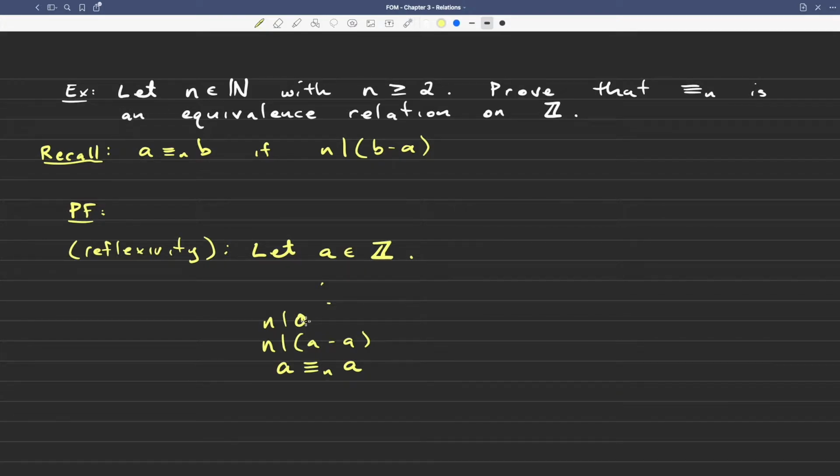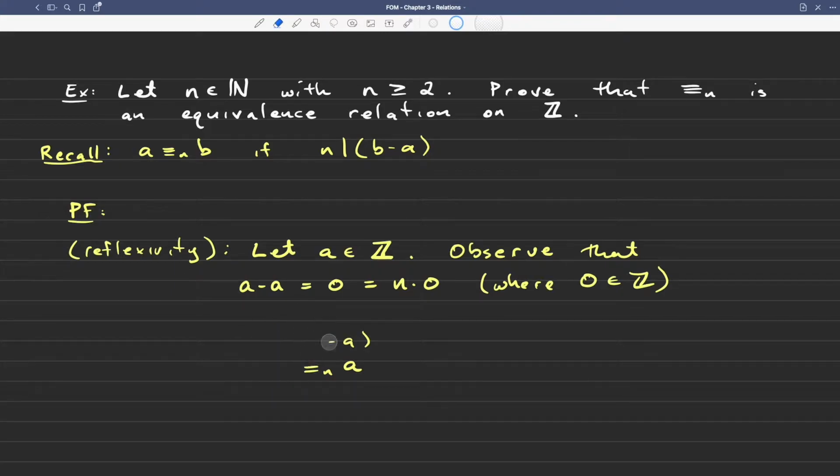Sometimes it's helpful to work backwards from your target, so that you'll know when you're done, or you'll reach an intermediate point that leads you to the end. Here's what I'm going to do to get to that target. I want to show that n divides 0. I know that n divides 0 because a minus a equals 0 equals n times 0. And I'm going to point out that 0 is an integer.